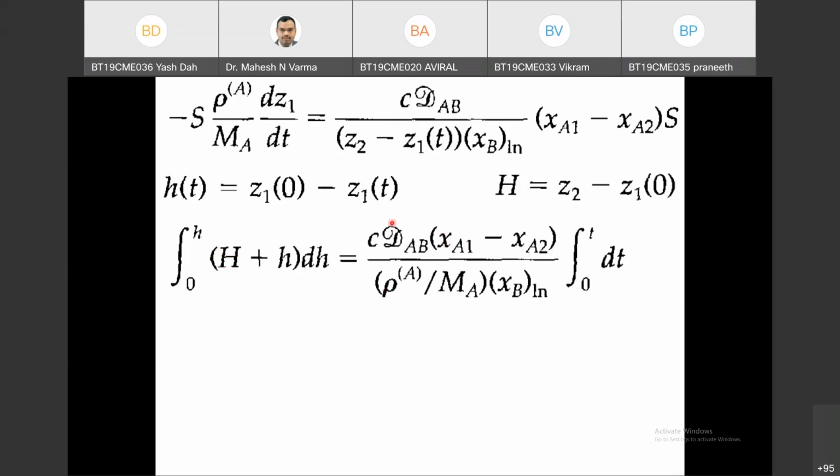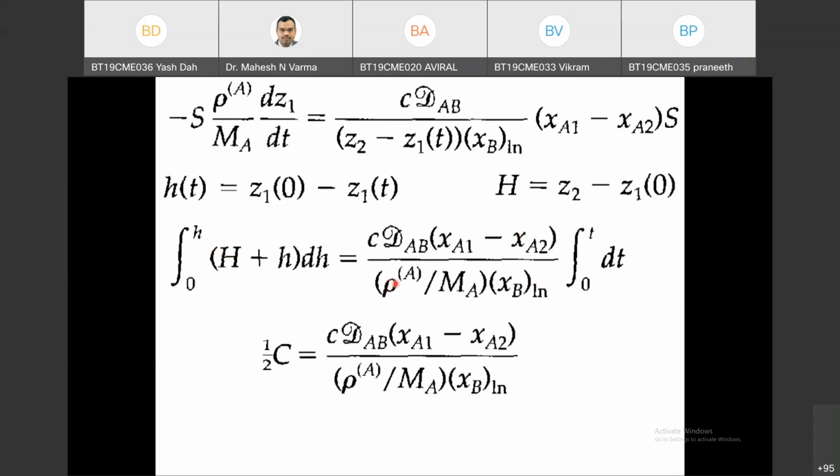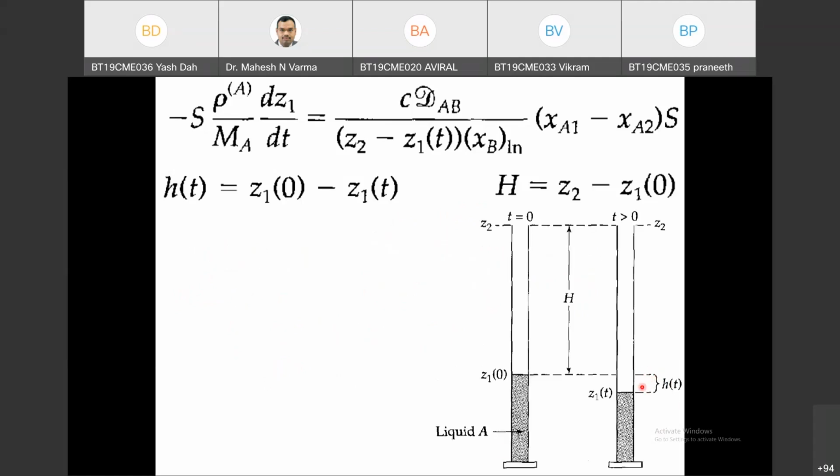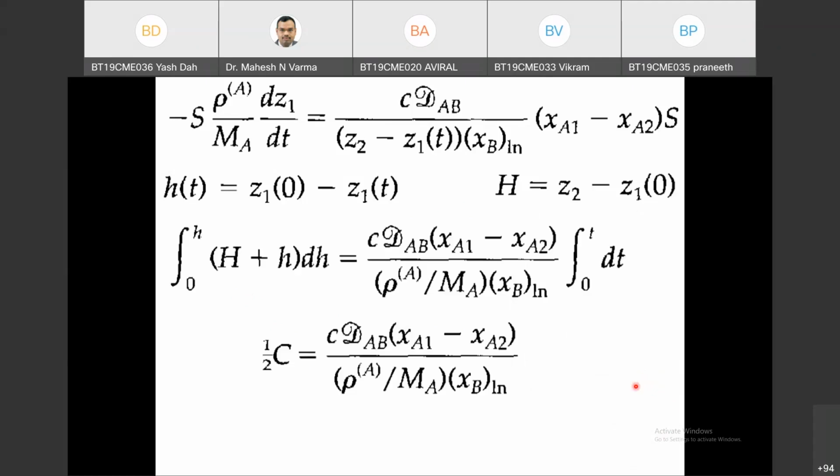Now this whole term is constant actually, and writing this constant as half c. Integrating this equation and substituting this boundary condition, at t equals 0, height was 0, and at time t equals t, height is h. Which height is this? This is the height of evaporation, the rate of evaporation. Substituting this and integrating this equation, this is what I will get. This equation is discussing height variation with respect to time.